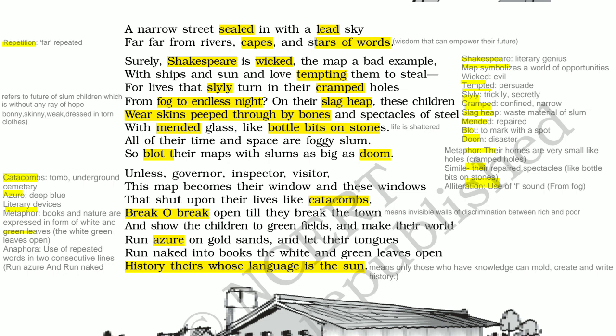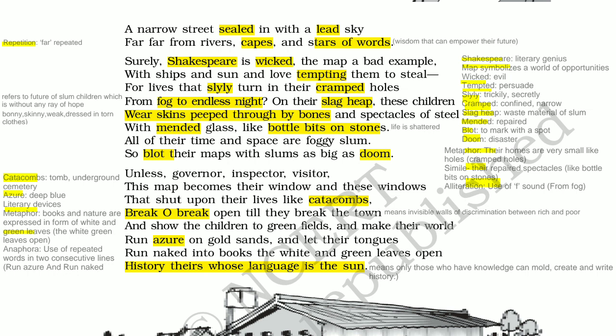So in the last stanza, the poet tries to present the solution of the problem presented in the poem. The poet says that when somebody like a governor, inspector, or visitor visits the school, the map becomes their window. Means they are taught, but otherwise the windows remain shut upon them, that is, they are not given education. If you see what happens in government schools, no proper education, no formal education is given to the children. And if any inspection is there or any visitor comes to school, then they show that the children are being taught, there is formal education going on in the classroom.